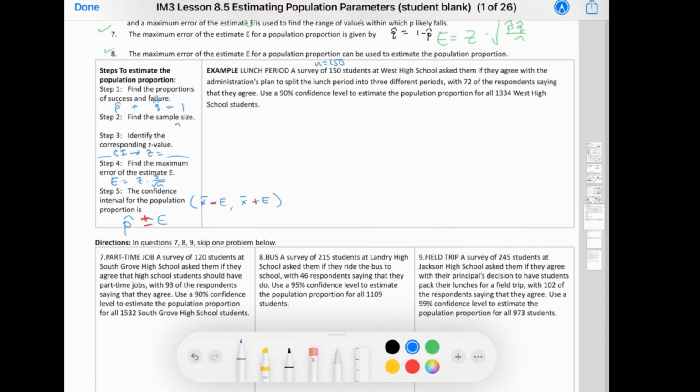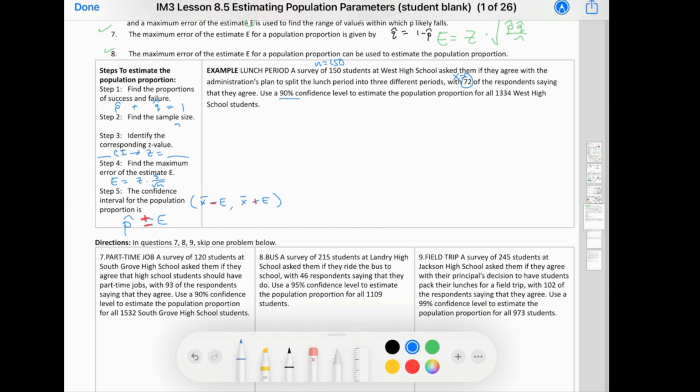N equals 150. At West High School, they asked students if they agree with the administration's plan to split the lunch period into 3 different periods, with 72 responses saying they agree. So this is kind of like "you like it," right? So 72 is my number of successes, X.